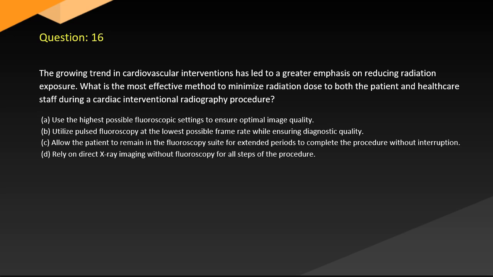Question 16. The growing trend in cardiovascular interventions has led to a greater emphasis on reducing radiation exposure. What is the most effective method to minimize radiation dose to both the patient and healthcare staff during a cardiac interventional radiography procedure? A. Use the highest possible fluoroscopic settings to ensure optimal image quality. B. Utilize pulsed fluoroscopy at the lowest possible frame rate while ensuring diagnostic quality. C. Allow the patient to remain in the fluoroscopy suite for extended periods to complete the procedure without interruption. D. Rely on direct X-ray imaging without fluoroscopy for all steps of the procedure.